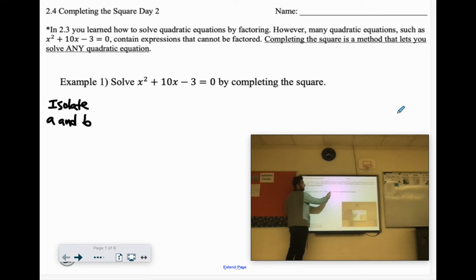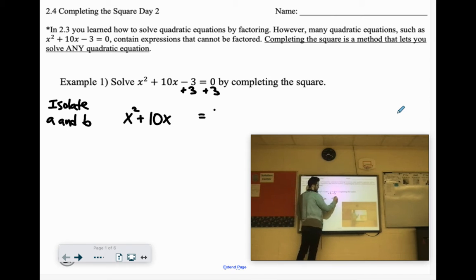So in this case, we would get rid of negative 3 by adding 3 to both sides. So it would say x squared plus 10x on one side, and it would say positive 3 on the other. Now I'm going to leave some space because I know what we're about to do. We are going to complete the square. So we are going to add a term over here to turn this left side into a perfect square trinomial.